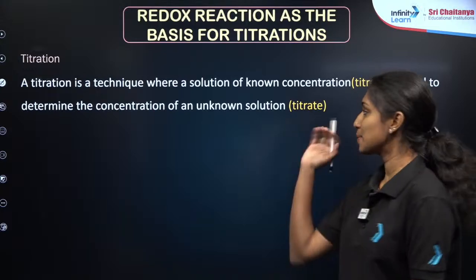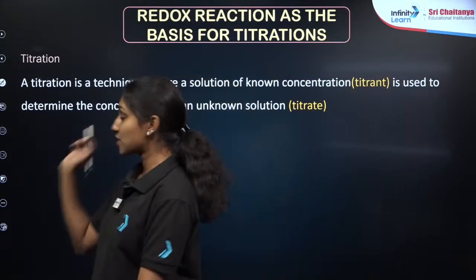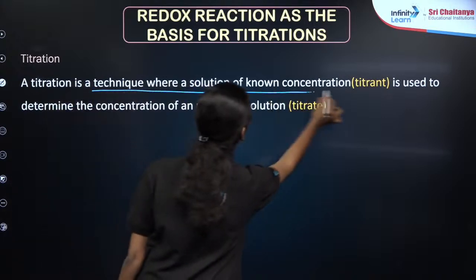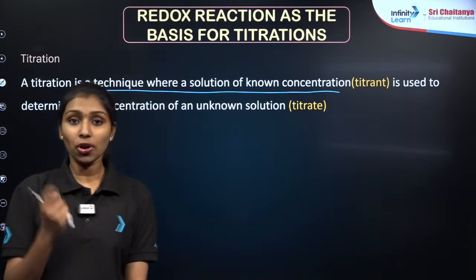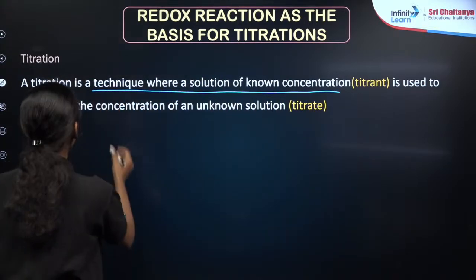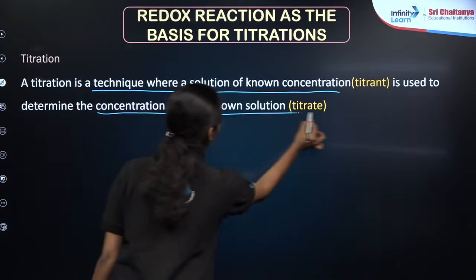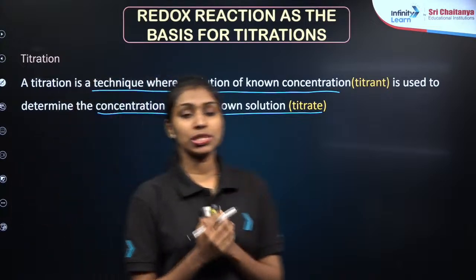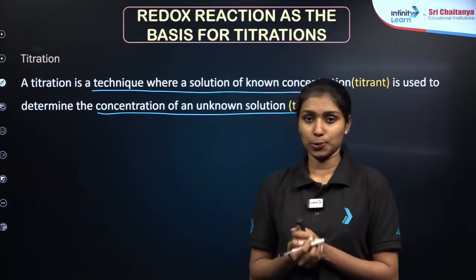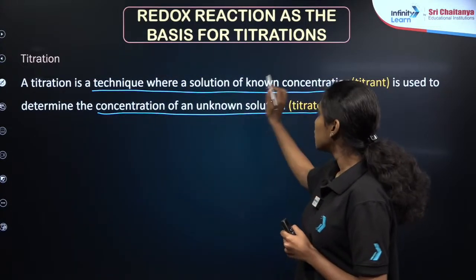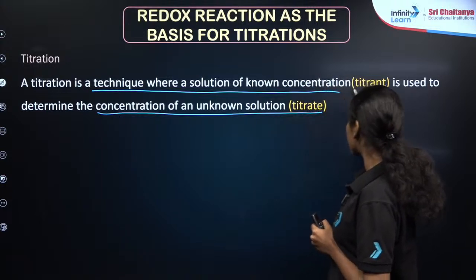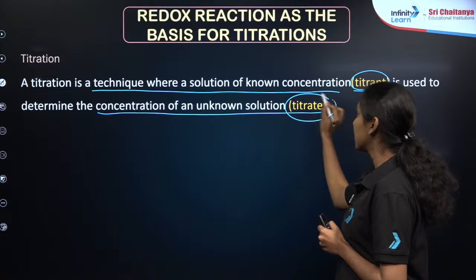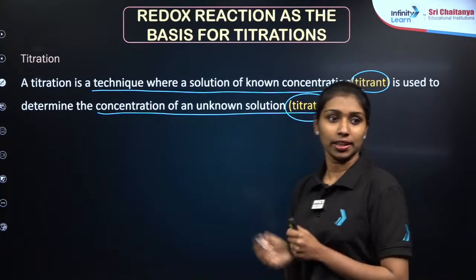As you can see here in this slide, titration is a technique where a solution of known concentration is used to determine the concentration of an unknown solution. And as you can see here, the known concentration solution is named as titrant and the unknown concentration solution is termed as titrate. This is very important in the case of titration.